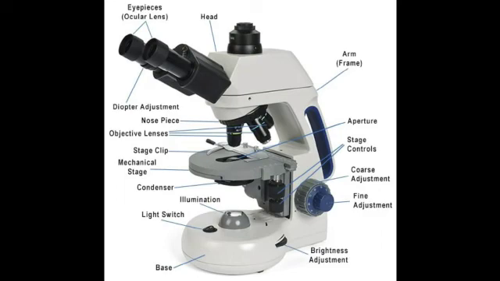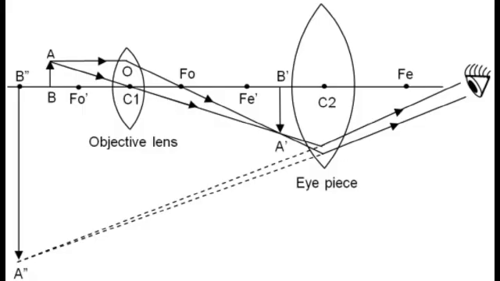Working. The object AB is placed at a distance slightly greater than the focal length of the objective lens, when u is greater than Fo. A real, inverted and magnified image A'B' is formed on the other side of the objective lens. This image behaves as the object for the eye lens. The position of the eye lens is adjusted in such a way that the image A'B' falls within the principal focus of the eyepiece. This eyepiece forms a virtual, enlarged and erect image A''B'' on the same side of the object. A compound microscope has 50 to 200 times more magnification power than a simple microscope.